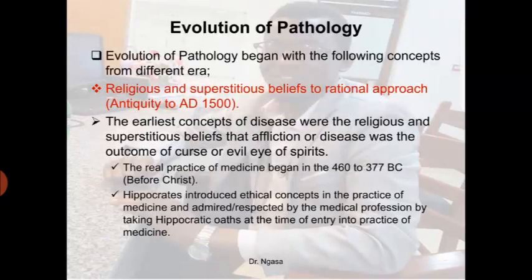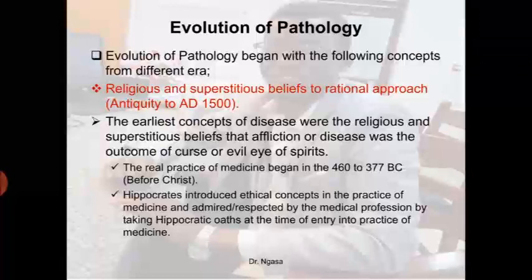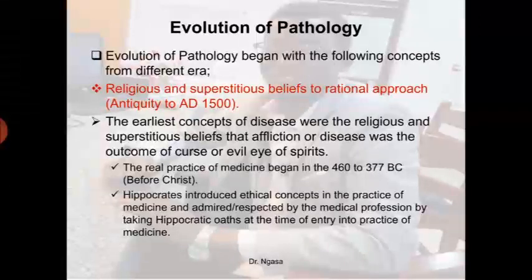Okay, so taking you to another objective we had on this topic, which is the evolution of pathology. The evolution of pathology began with the following concepts from different eras. So there were different periods through which many concepts were developed regarding disease development and how diseases occur. And of these concepts, the first was religious and superstitious beliefs to the rational approach, which was during the Antiquity period to Anno Domini 1500s.